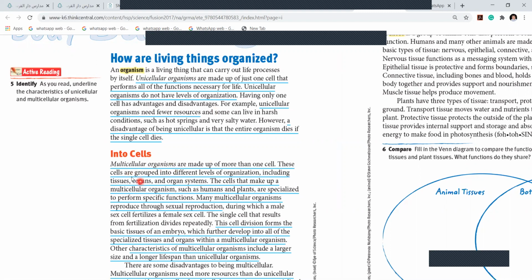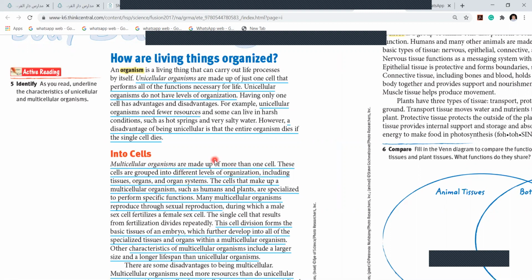Multicellular are made up of one or more cells. They are grouped in different levels of organization. Now, who will tell me the levels? Vatim, can you tell me the levels?